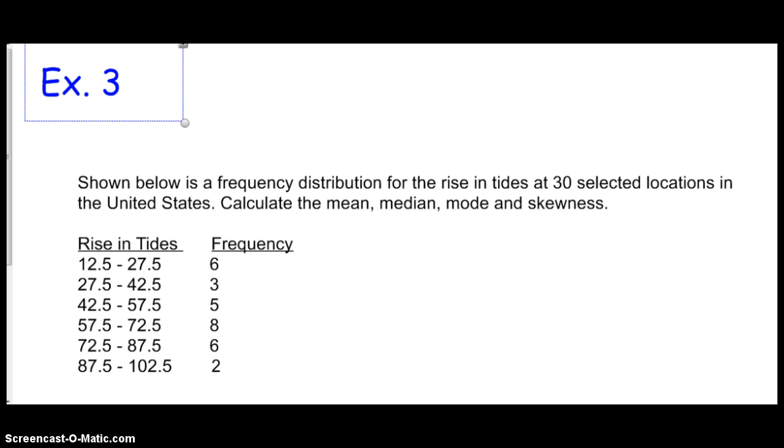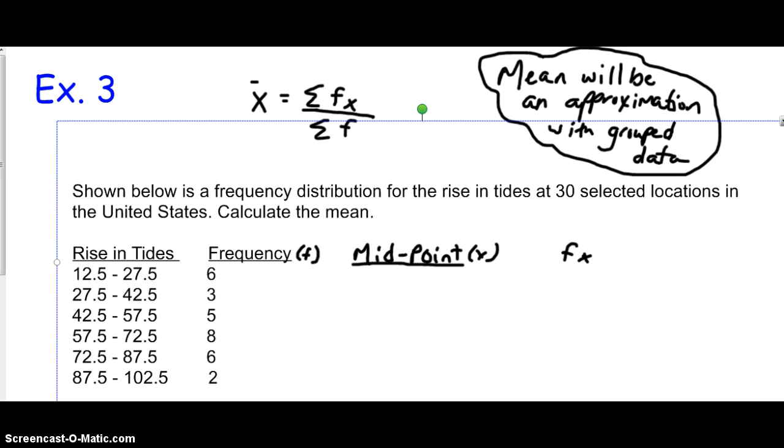Last topic tonight is how you find the mean when it's in grouped data. So here we have a frequency distribution for the rise and tides, and we have it set in a frequency table. So I want you to go ahead and pause the video and write all of this information down.